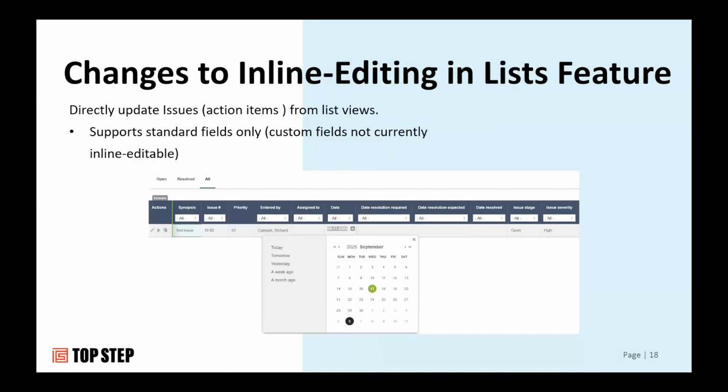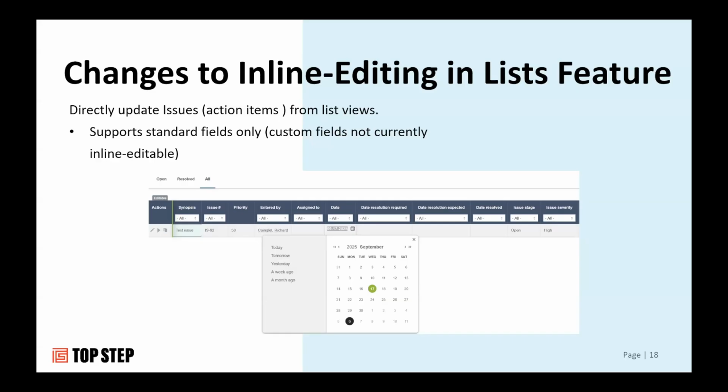Inline editing in the list feature for issues. So we find a lot of customers looking to use the issue table, which you may see on your instance as items. You can use them for tracking all sorts of things. You can track them for risks, a RAID log, or to-do actions within your project.